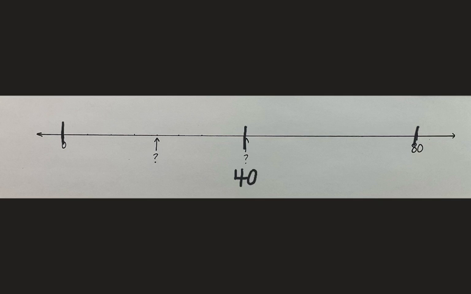Now using that information, think about what this mark would represent. If this mark is 40 and this mark is 0, what would this mark be? Right, it would be 20. 20 is halfway between 0 and 40. So this mark on the number line would equal 20.